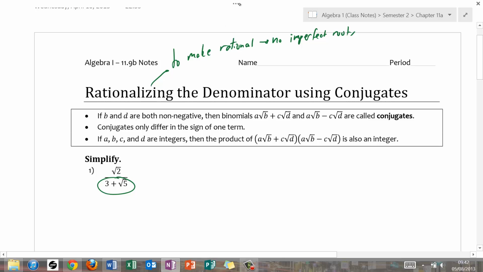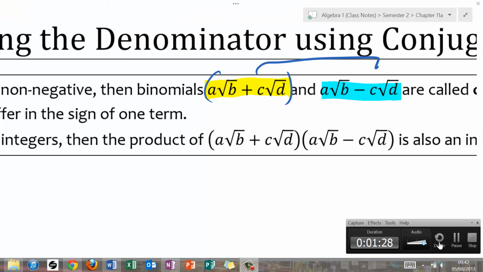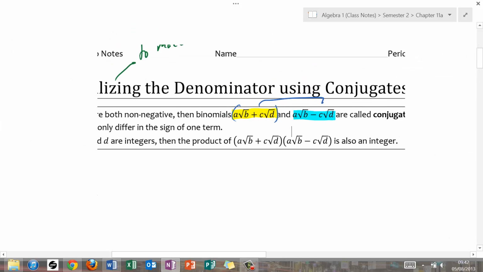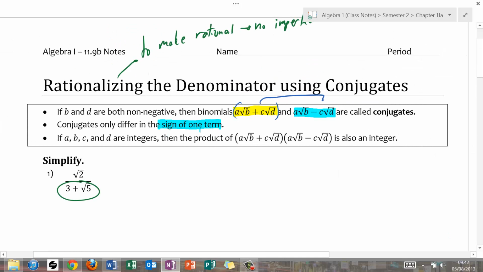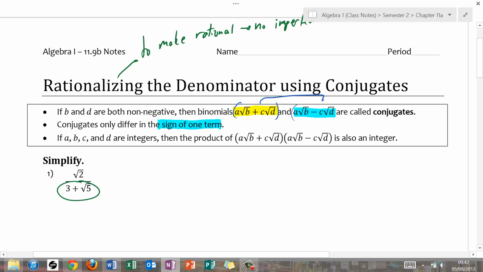Well, read this first statement here. If b and d are both non-negative, then if we have radical b plus c radical d, this is a binomial. It just has two radicals. And if I take that and have its conjugate, all I'm doing is saying the same thing with the middle sign. They differ only in the sign of one term. And one of the neat things about that is that if I multiply two conjugate radical expressions together, then the product is an integer, as we're going to see.